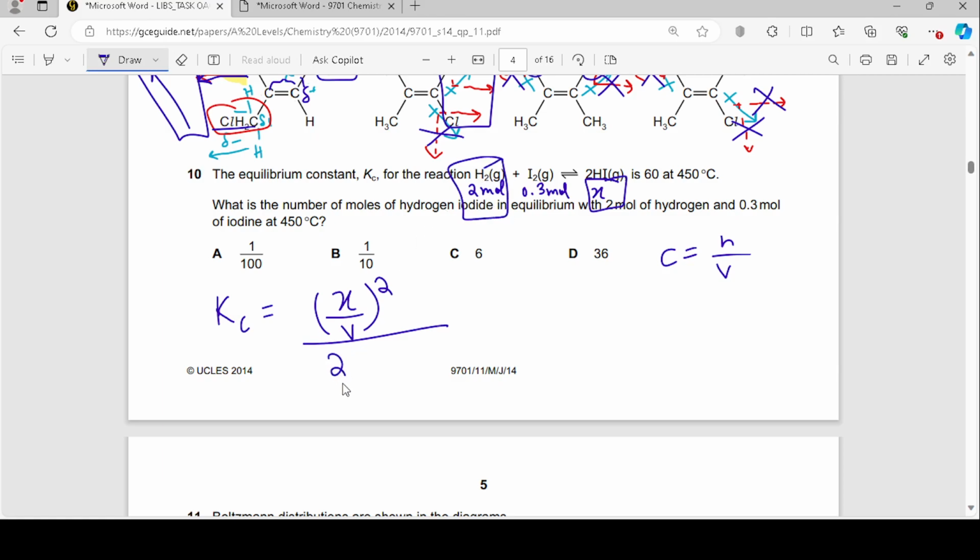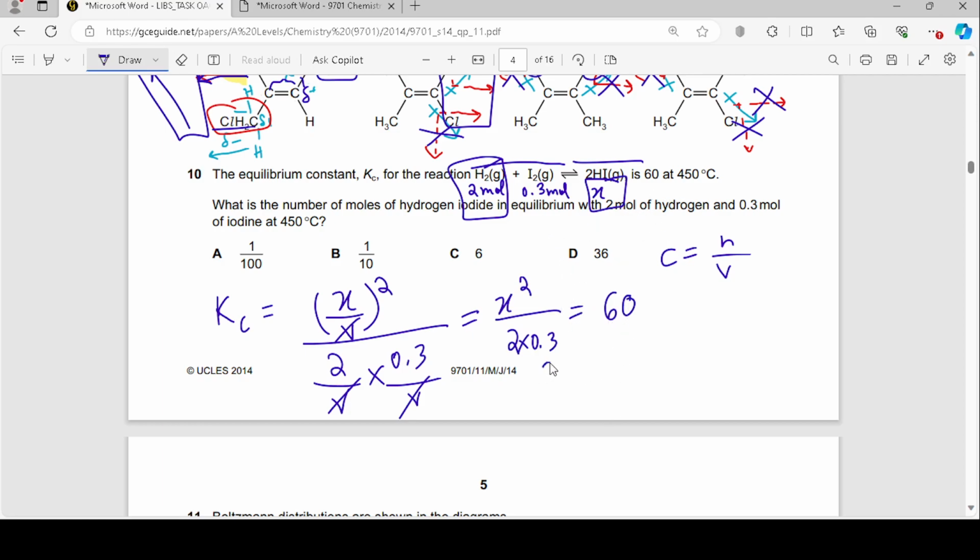So that's 2 moles over whatever arbitrary volume I have, times 0.3 for I2 over whatever arbitrary volume I have. Arbitrary means random, like some random number, because it wasn't mentioned. The reason they didn't mention it is because I have 2 moles on the left hand side, 2 moles on the right hand side, so it cancels out for gases. And so my V squared cancels out my V squared in the bottom as well. So this is equivalent to x squared over 2 into 0.3, and this is equal to Kc, which is given as 60.